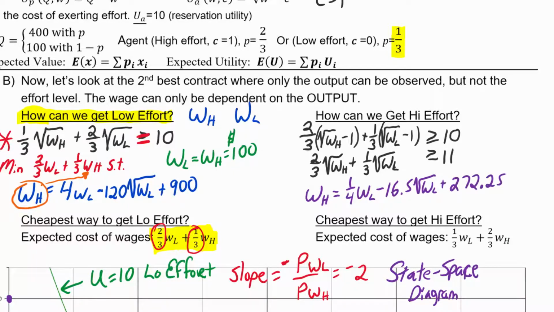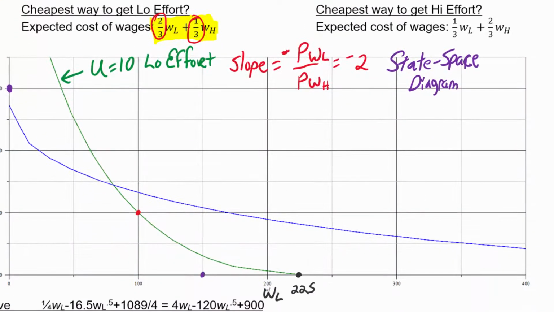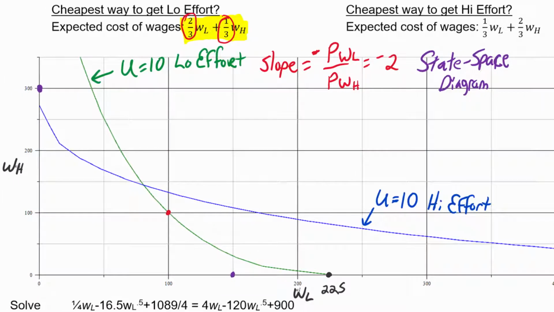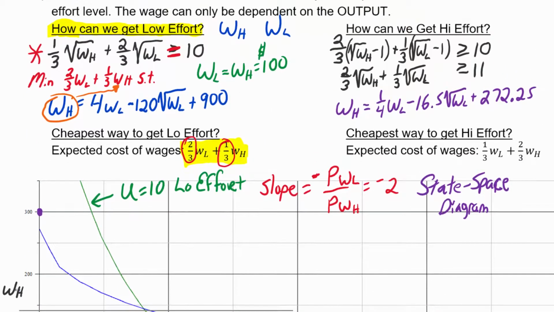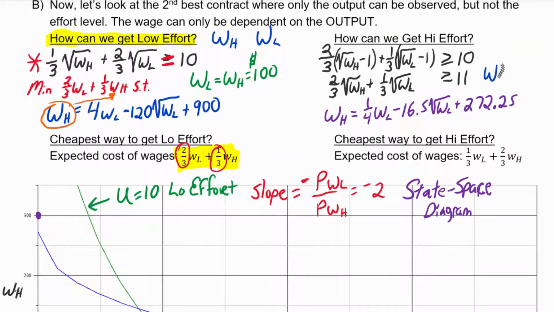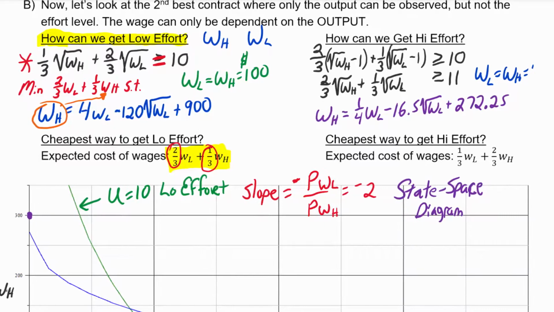Now, if we graph that indifference curve, we get this blue one. So this blue one is the indifference curve where this person gets their reservation utility of 10, given that they're making high effort. If we do the same kind of isocost idea, or if we solve this minimization problem, we're going to get this solution that the low wage should be equal to the high wage, equals 121.